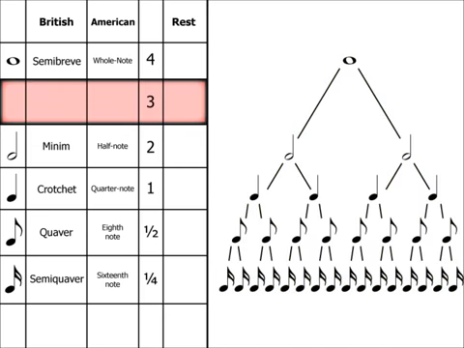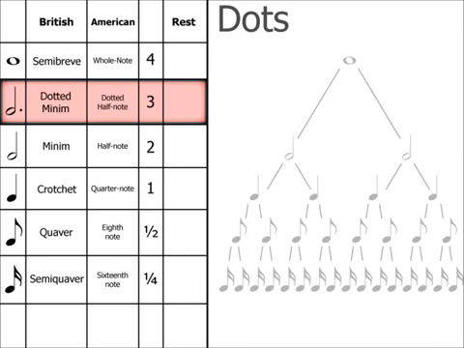Now, you can see that from our list on the left, there is no note listed here which represents a value of 3. Well, such a note does exist, and it looks like this. It's called a dotted minim. Notice how it looks like a minim, but it's got a dot after it, hence why it's called a dotted minim. The dot is very important.